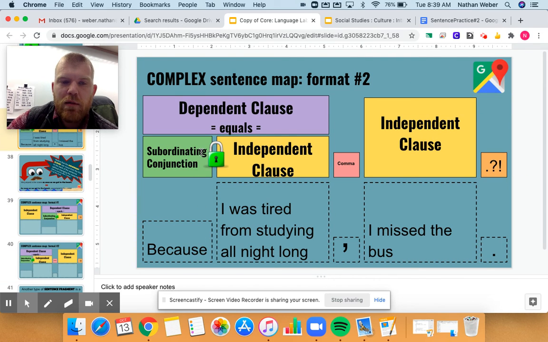I want to be really clear about something, guys. The subordinating conjunction allows this to stand on its own and become an independent clause. So if the subordinating conjunction was not here, this would be a dependent clause. Okay?